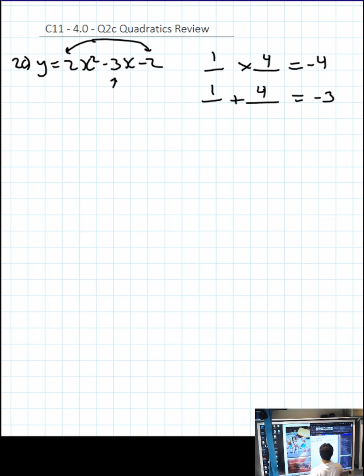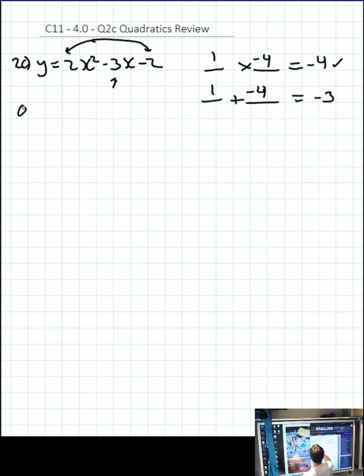Now we're going to look at the addition statement and decide which one needs to be negative. It's the negative 4. We put that negative above and confirm that the multiplication statement works. It sure does. So now we're going to split up the middle number. Let's put 0 in for y right away. We're looking for x-intercepts where y is 0. And then let's factor it.